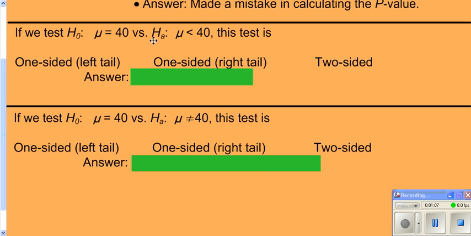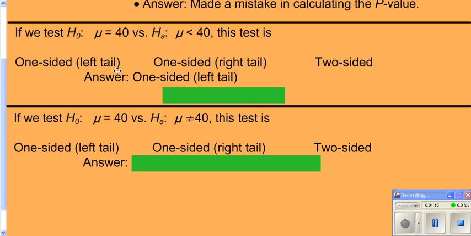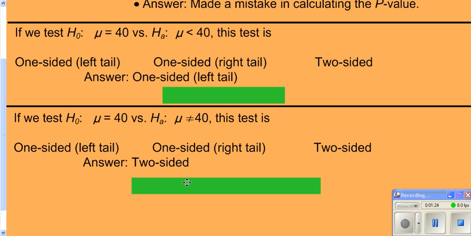If we have this versus our alternative hypothesis of being less than 40, we would say it's a one-tail test. That's a left tail, because that's pointing to the left, so it's going to be a left tail. If you have a not equal to, that's a two-tail test.